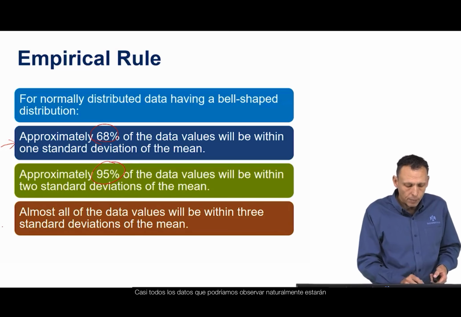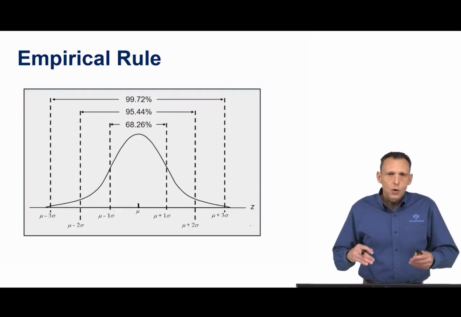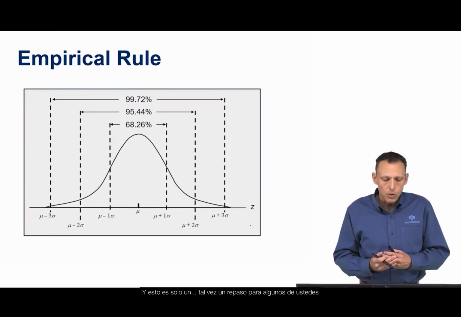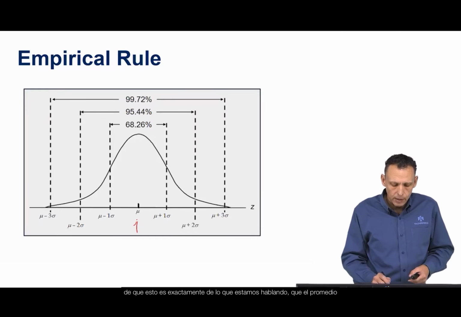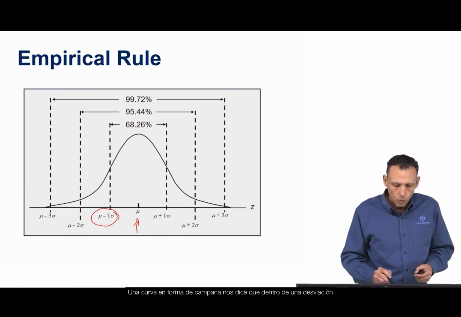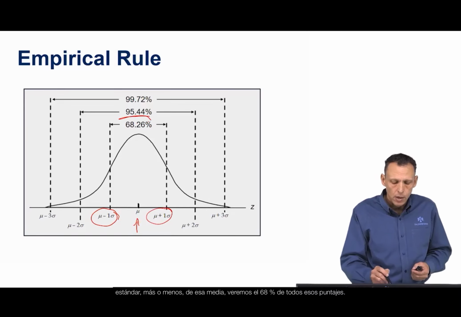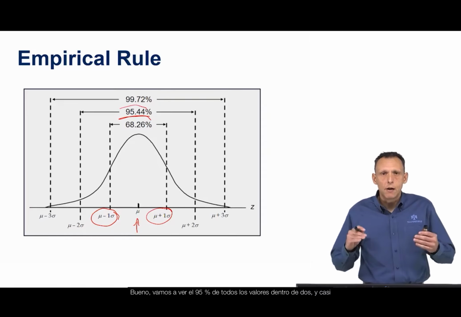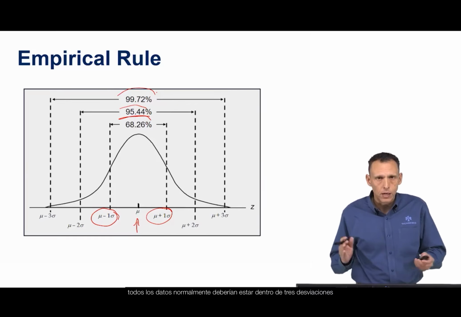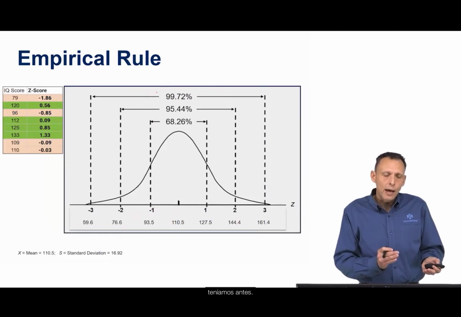Almost all the data that we could possibly naturally observe are going to be within 3 standard deviations of that mean. So this should probably look familiar, and this is just maybe a refresher to some of you that this is exactly what we're talking about, that the average of some observation being in the middle, a bell-shaped curve, is telling us that within 1 standard deviation plus or minus from that mean, we're going to see 68% of all those scores. We're going to see 95% of all the values within 2, and almost all of the data should typically fall within 3 standard deviations above or below that mean. So let's take a look at that. Remember the z-scores that we had before.